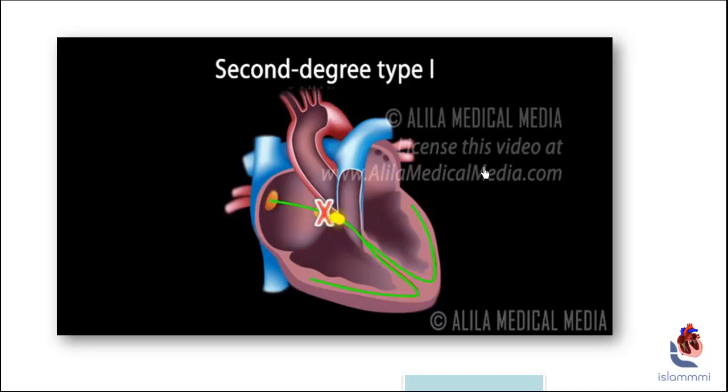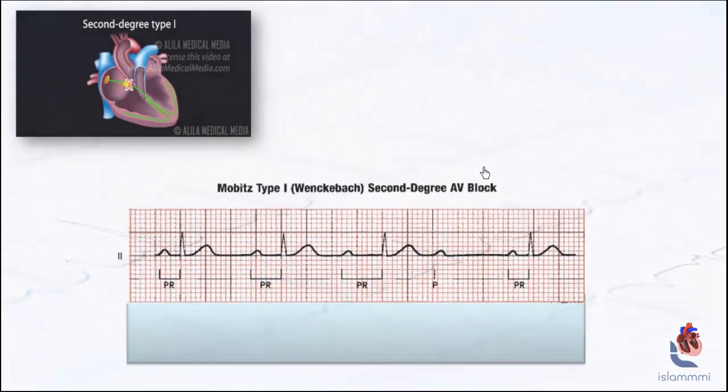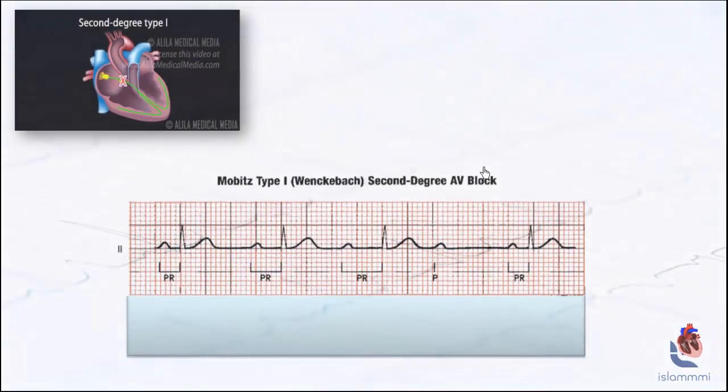How can we see this? Normal PR interval, count here, 1, 2, 3, 4. Okay. Then here it's a little bit longer. Here even longer until a P wave without QRS. It means that the atrium is okay, but the impulse doesn't go to the ventricle to make a QRS or R wave here. So we have normal PR, prolonged, even more prolonged, and then P wave without QRS.